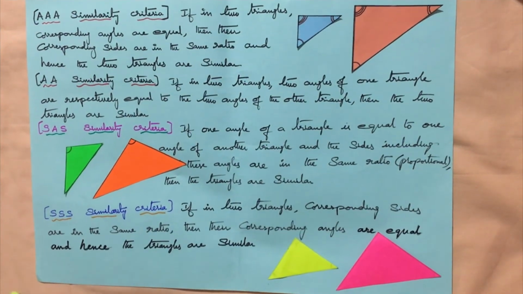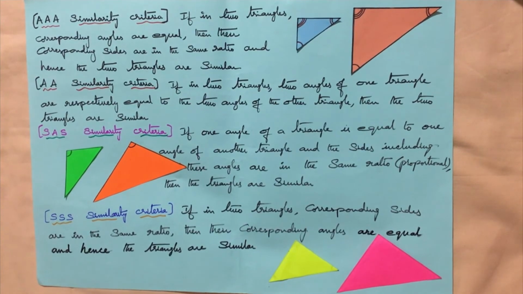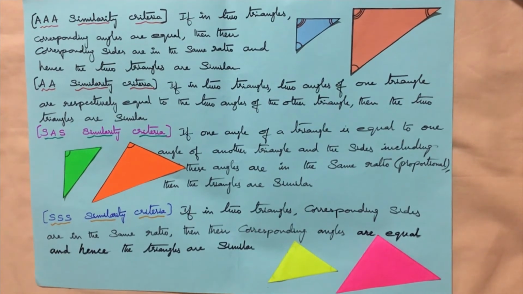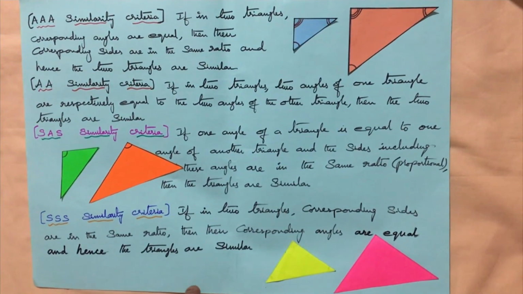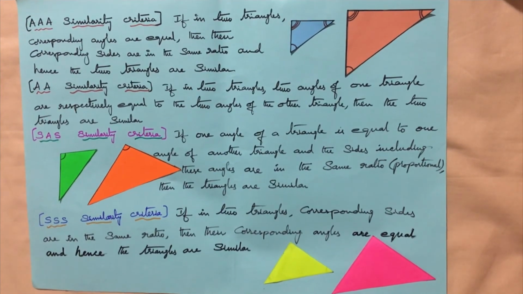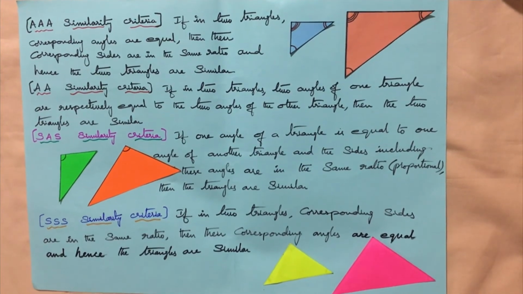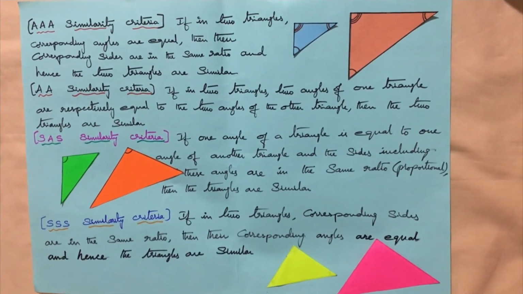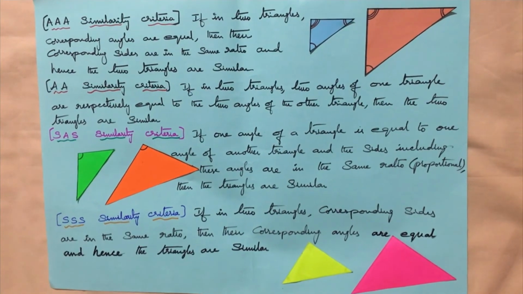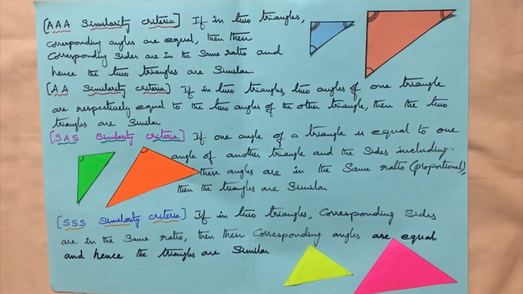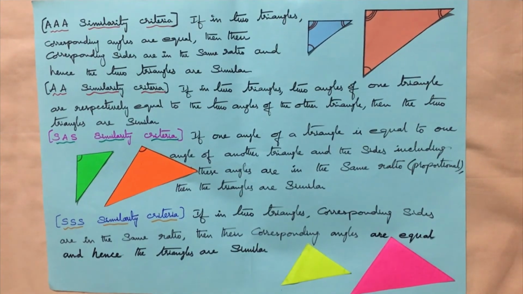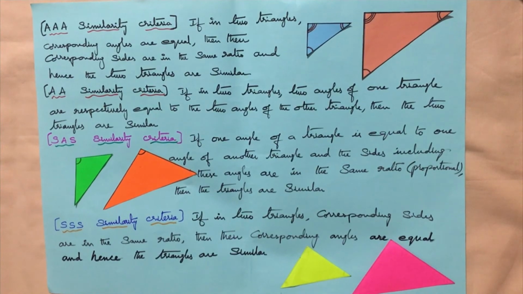Coming to the SAS similarity criterion: if one angle of a triangle is equal to one angle of the other triangle and the sides including these angles are in the same ratio, or in proportion, then the two triangles are said to be similar. Coming to the last but not the least, the SSS similarity criterion: if in two triangles the corresponding sides are in the same ratio, then their corresponding angles are equal and hence the triangles are said to be similar. So we came to the end. Hope this concept is very clear to you all. Meet you again in the next module.